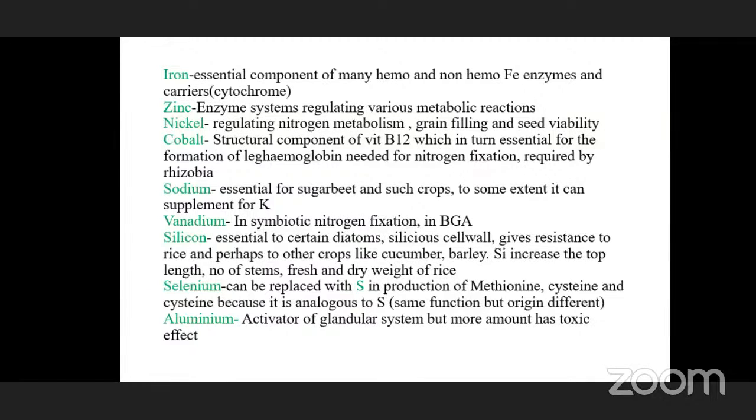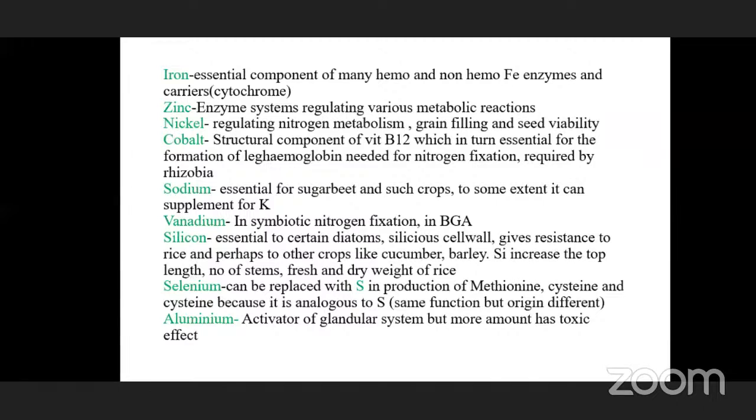See, cobalt, sodium, vanadium, silicon, selenium, aluminum, they are not essential, they are beneficial elements. Sodium is essential for sugar beet, and also it acts as a supplement for potassium. And vanadium is useful in symbiotic nitrogen fixation, that is, blue-green algae. Silicon is essential to certain diatoms, and the silica cell wall. It gives resistance to rice also, and some crops like cucumber and barley. It increases the top length, number of stems, fresh and dry weight of rice.